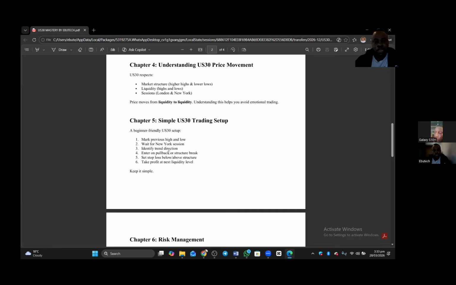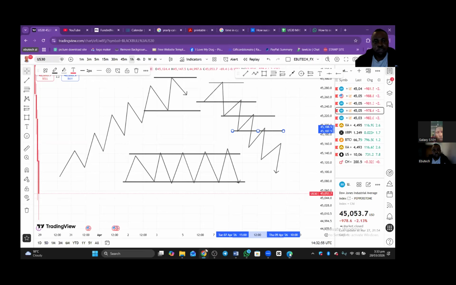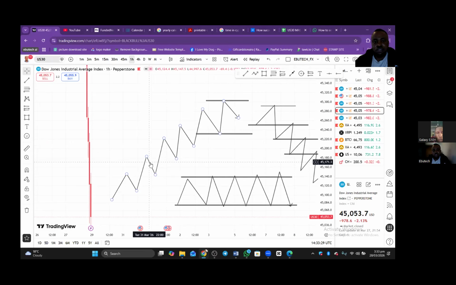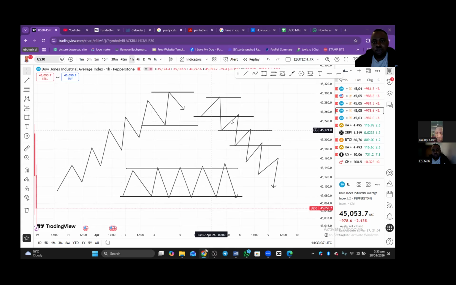Identifying trend direction. What this means is that you identify if actually this is an uptrend, or whether this is a downtrend, or if actually this is a consolidation.